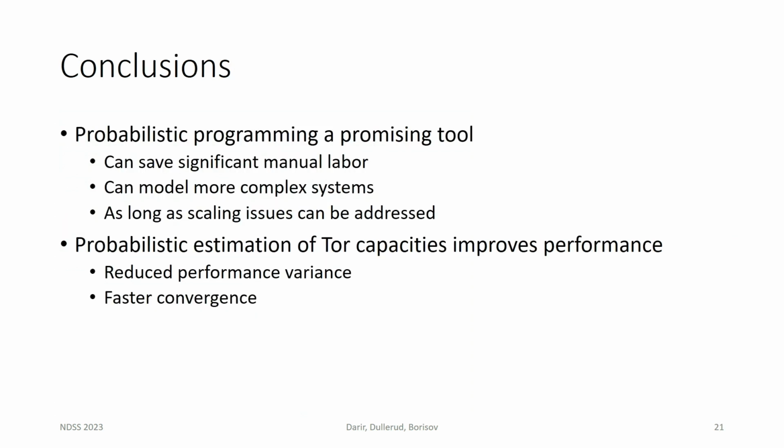So to conclude, one of the most interesting things to me has been discovering this probabilistic programming approach and showing that in lots of applications where we need to do probabilistic estimation, this allows us to save manual labor and model much more complex systems than we would if we're doing things manually, with the caveat that we need to be mindful of the performance and scalability. And then in this specific case, we're able to show that using this in the Tor context very significantly improves performance, in particular, makes performance much more predictable rather than having a lot of variance. And at this point, I'm going to stop and take a couple questions.